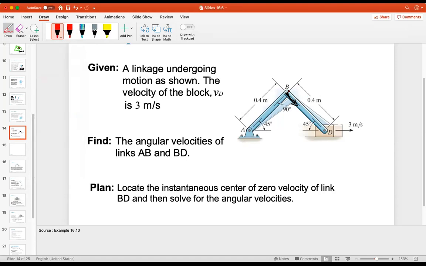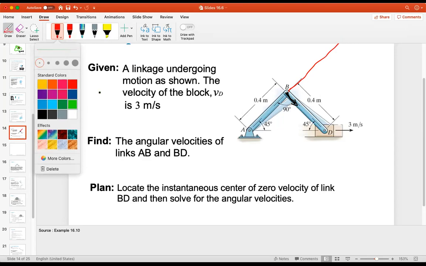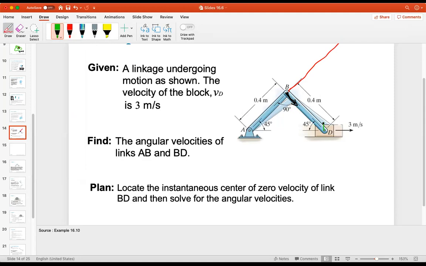So the line of action here is going to be this way, and I'll do this one in green. The line of action for this one, for point D, is straight up. And where those cross must be the instantaneous center, where the velocity around the instantaneous center is 0.